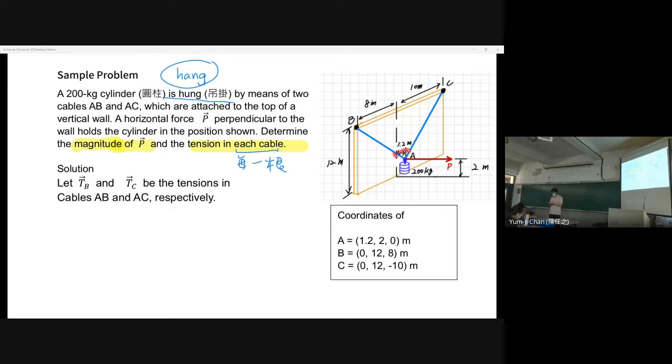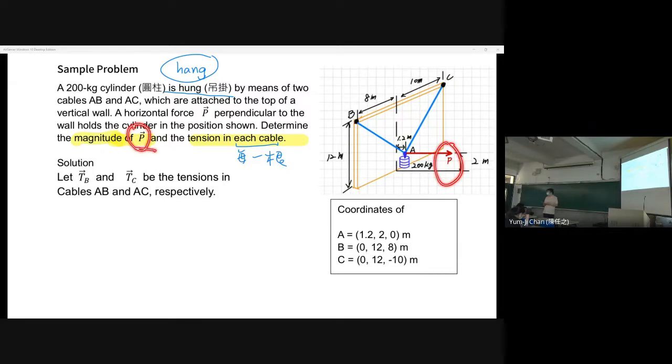Of course, in the question P is marked on the diagram, but it only says tension in this cable and tension in this cable. So first of all, to begin with, we let TB and TC be the tensions in cables AB and AC respectively.